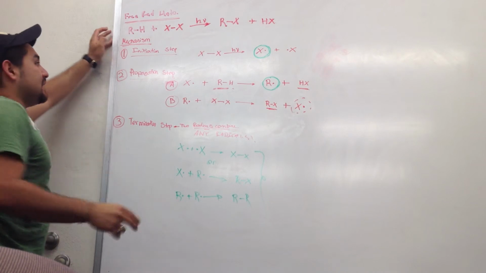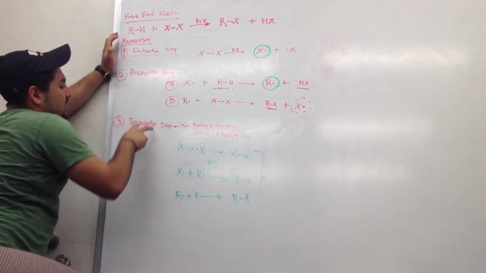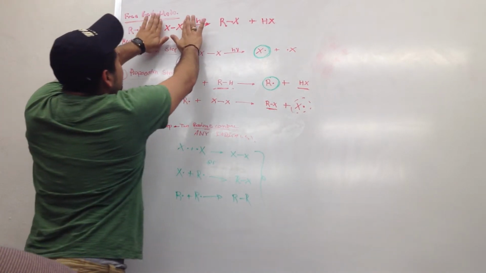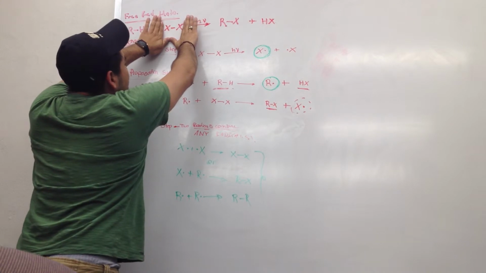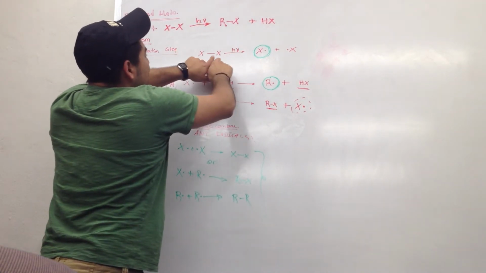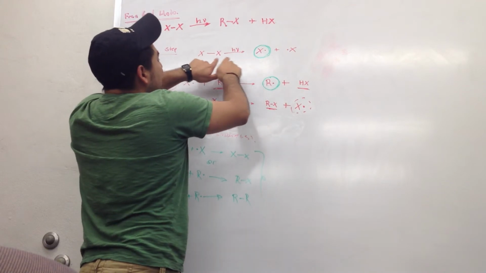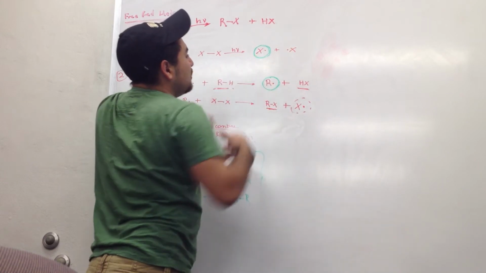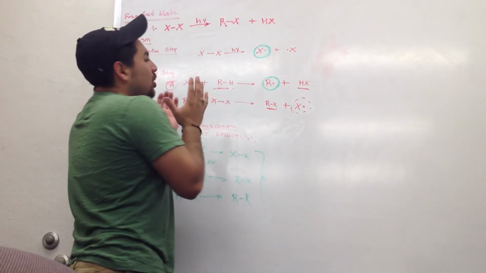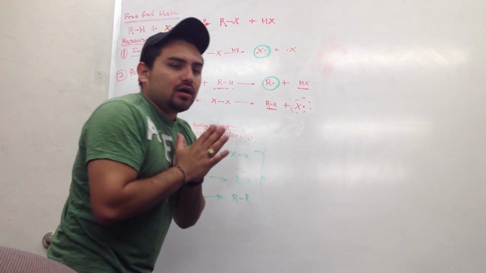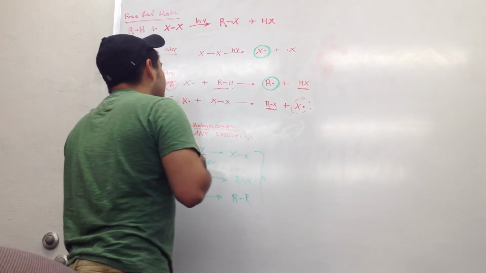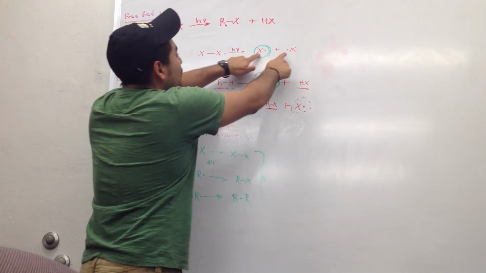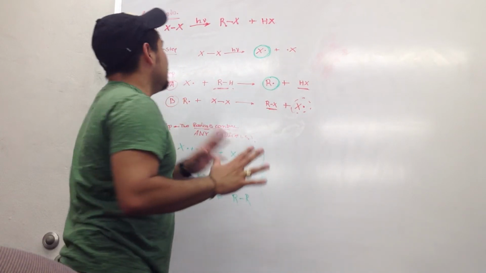The mechanism is three steps: an initiation step, a propagation step, and a termination step. The initiation step is where you react only the molecular halogen part with light or heat, and the light or heat homolytically cleaves the molecular halogen into two halogen radicals. Homolytic cleavage is a type of breaking a bond where each one of the species retains one electron, forming two radicals. That is homolytic cleavage.